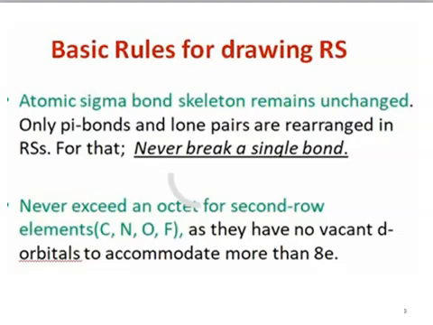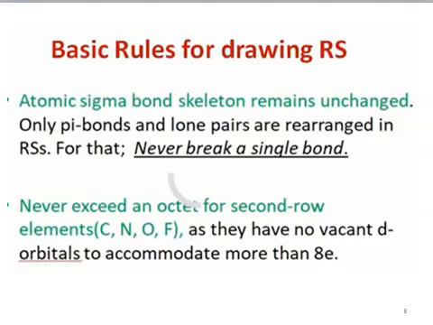Right? So whenever you are drawing a resonance structure, always remember that number one, never break the sigma bond, right? The sigma bond should remain intact. It should never be broken. Second, when you are dealing with second row elements, especially carbon, nitrogen, oxygen, and fluorine, remember that they can accommodate only 8 electrons in the outermost shell. You cannot have more than 8 electrons.